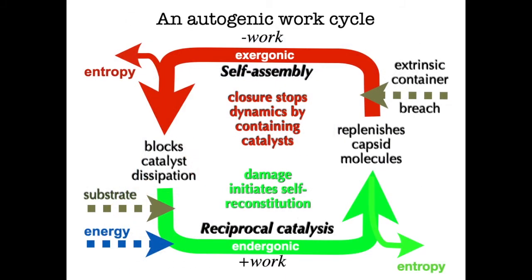This constitutes an autogenic work cycle. Damage that causes a stable capsid to spill its catalytic contents into an environment where there are available substrates will reinitiate reciprocal catalysis and capsule molecule formation. This will repair the damage and reconstitute its stable form. Or it might even produce a second copy of the original from the additional component molecules that are generated in the process.